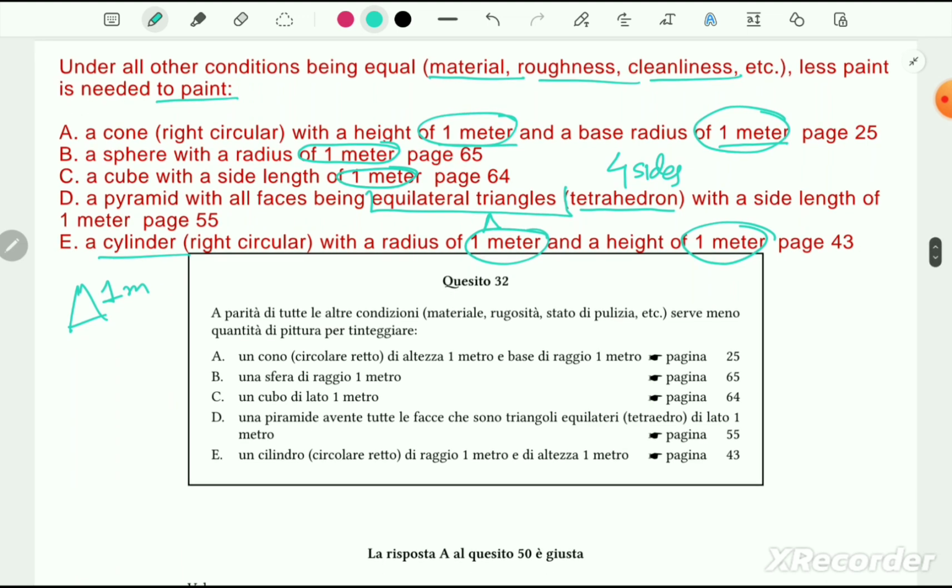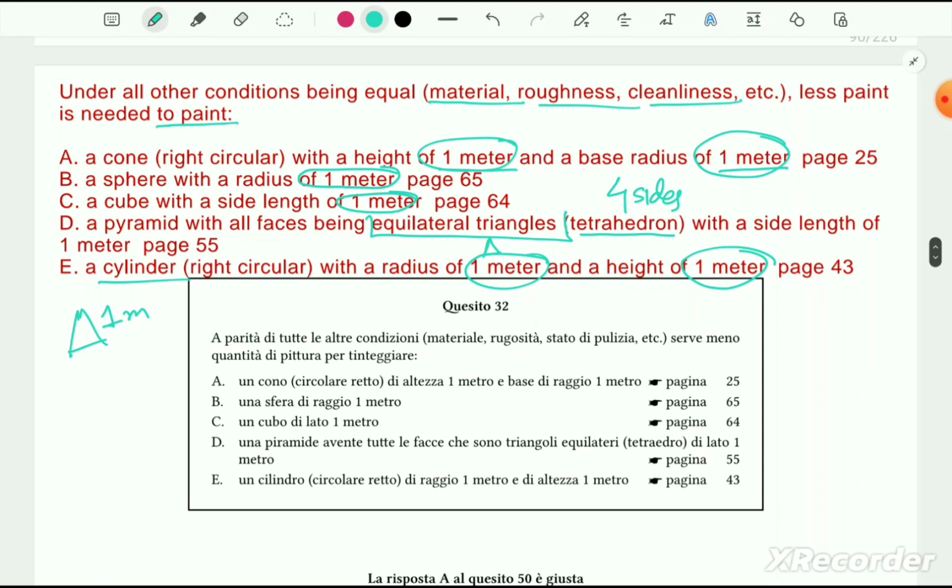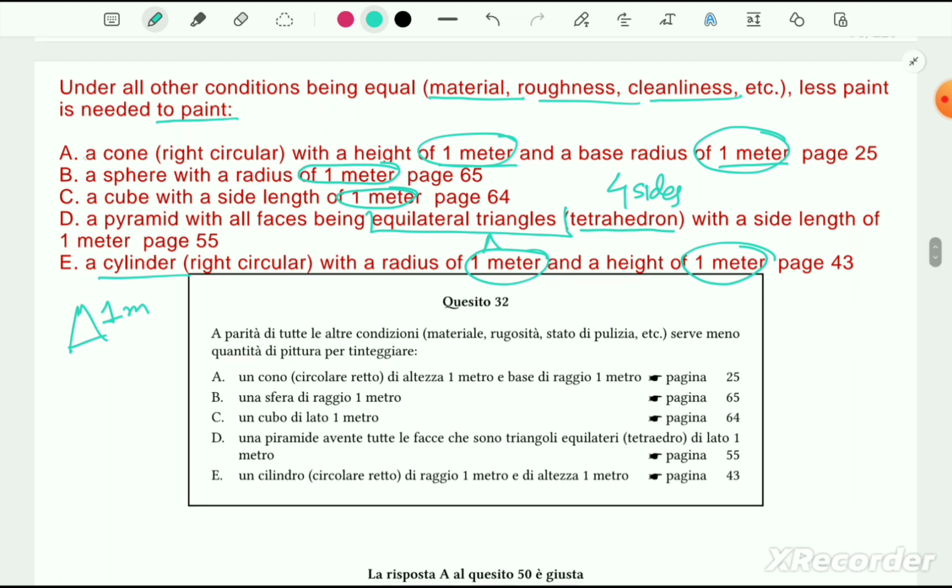Okay, so in this particular problem we have to paint different objects, but we have to find out which object needs less paint. So how can we find that? We can simply calculate the surface area of all of these 5 options, right? Then we consider which one gives us the least surface area. That's the correct answer, because less surface area means you have to paint less.